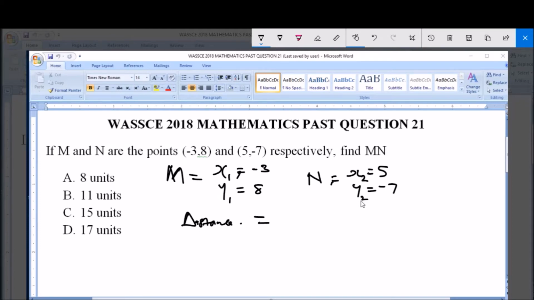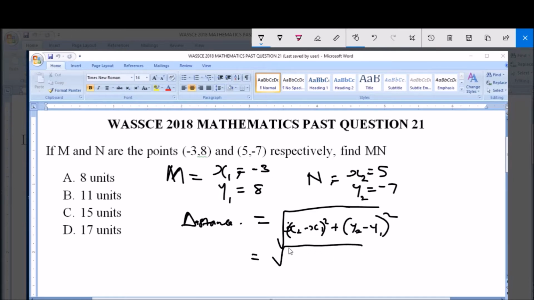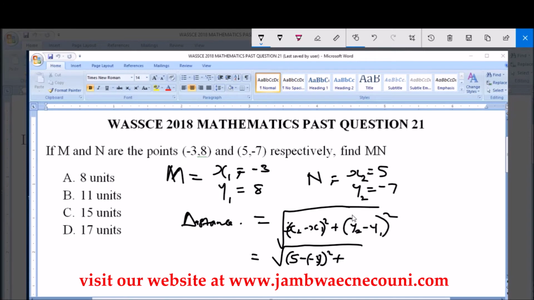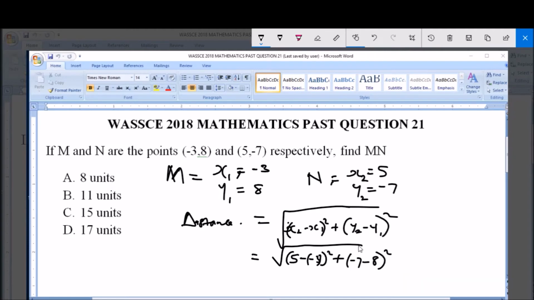Now the formula for finding the distance between two points is equal to the square root of (x2 minus x1) squared plus (y2 minus y1) squared. So this is equal to the square root of, now x2 here is 5, that is the x coordinate of N. So we have 5 minus x1, which is -3, so (-3) squared, then plus y2 which is -7, minus y1 which is 8, in bracket squared.